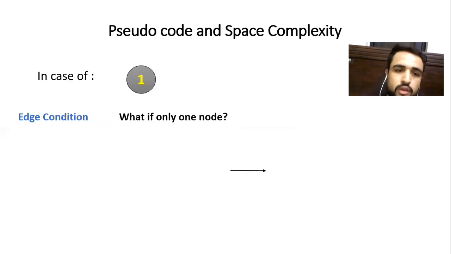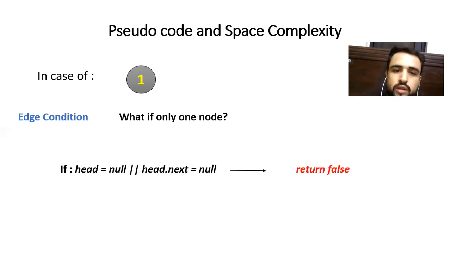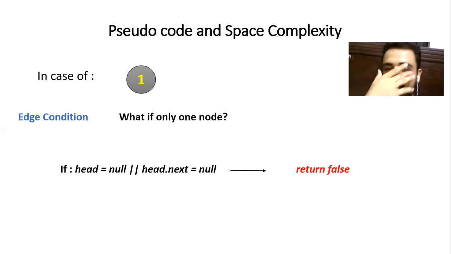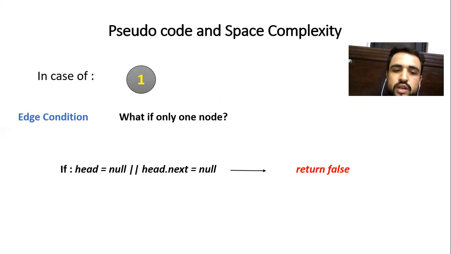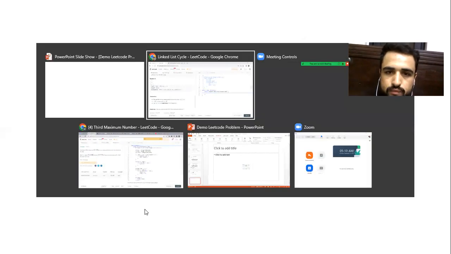Okay, so there is again an edge condition in this problem. In case there is only one node, which we already saw in the example, what then? We will put a condition: if head equals null or head.next equals null, then we will return false. All right. So now let's go to the coding.